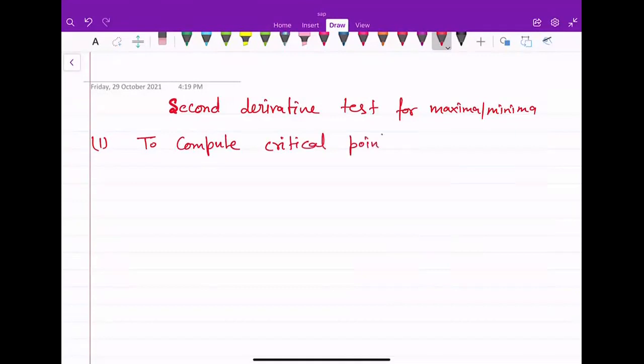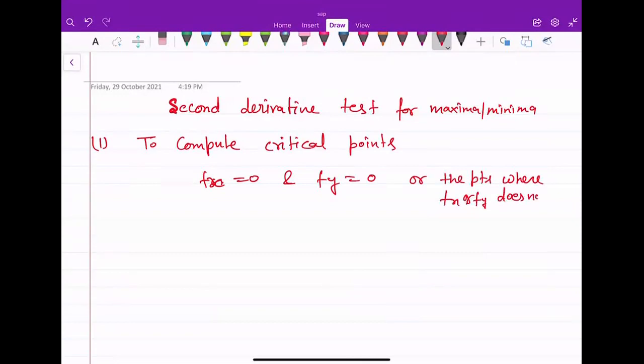How to compute them? Just take fx equal to 0 and fy equal to 0, or the points where fx or fy does not exist, or both do not exist. This we have already discussed. So let us suppose fx equal to 0 and fy equal to 0 give the point a, b. These are the critical points.